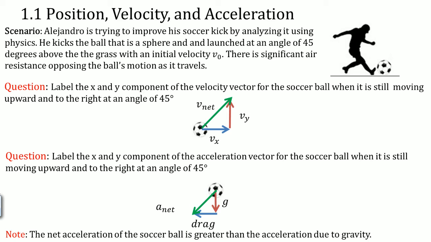Please note that the net acceleration, A net, of the soccer ball, which is represented by the green vector, is greater than the acceleration due to gravity, because if you take a look at the leg relationships in a right triangle, that hypotenuse, which is what A net is, is always going to be greater than either one of the legs. So A net here is going to be greater than the gravity or the drag.